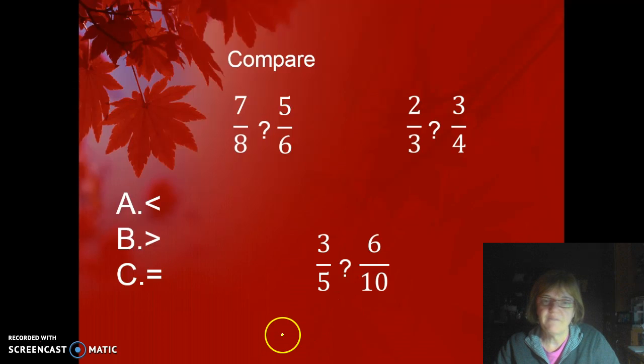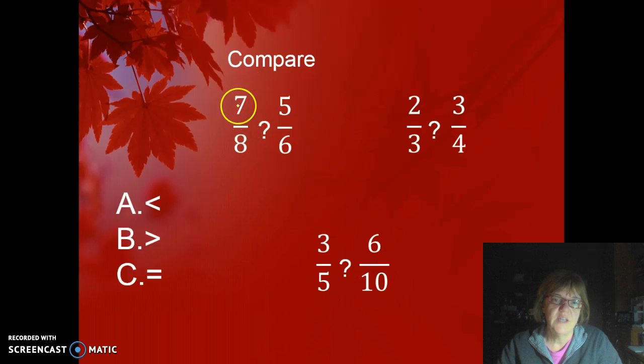So let's look at that first one in the top left corner. 7/8, is it equal, less than, greater than, you see the question mark, to 5/6? Looking at them, it's hard to tell. So I want to show you a little trick. Some of you may know this already. Take those two and multiply them. So 7 times 6 is 42.